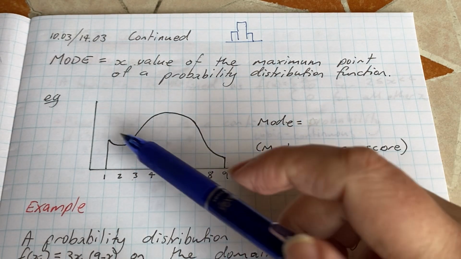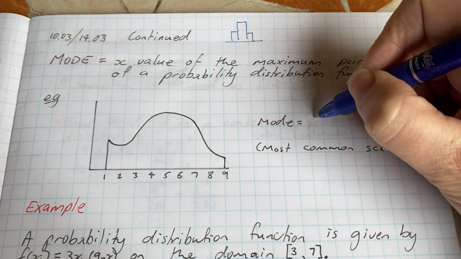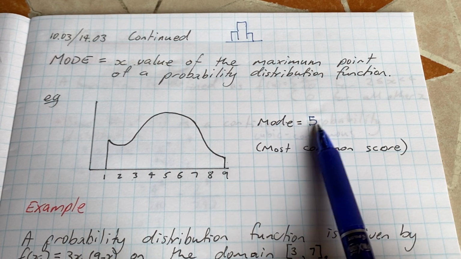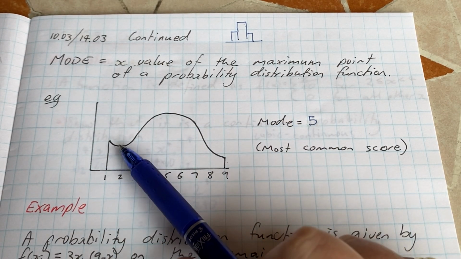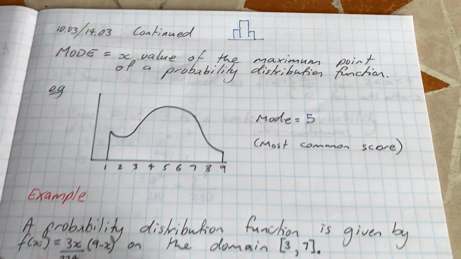So in this particular one, our mode is where x equals 5. Okay, we don't need to know the y coordinate. We only need to find the x coordinate. We do need it to be a maximum and not a minimum. Okay, the most common score. So the mode there is 5.